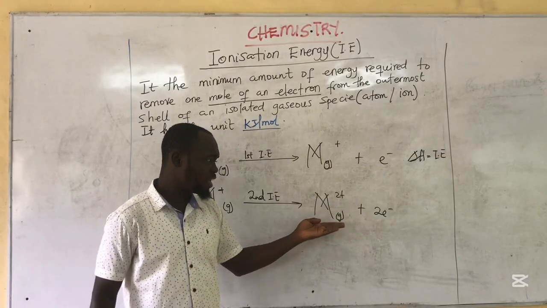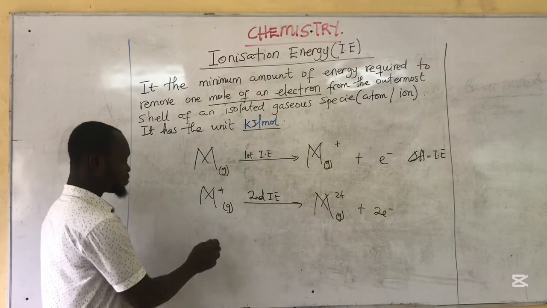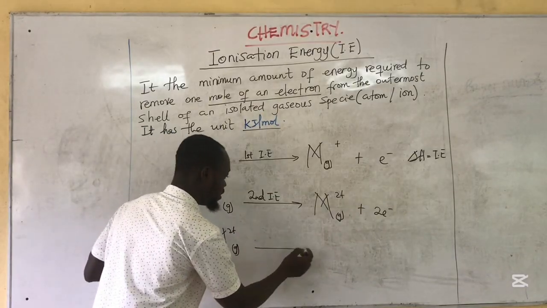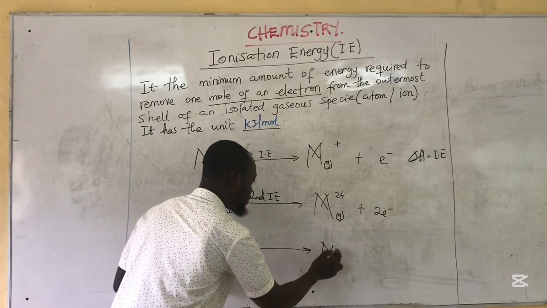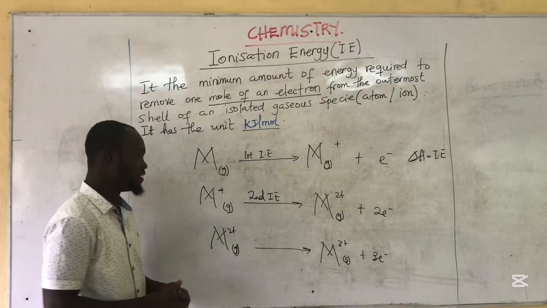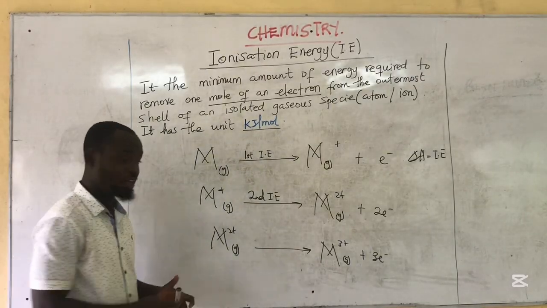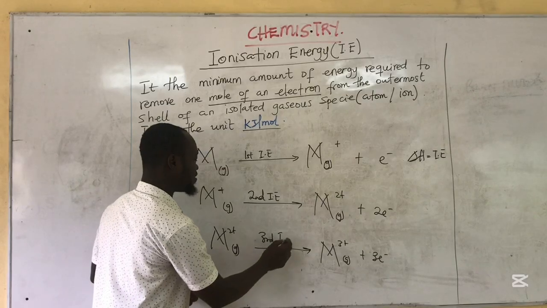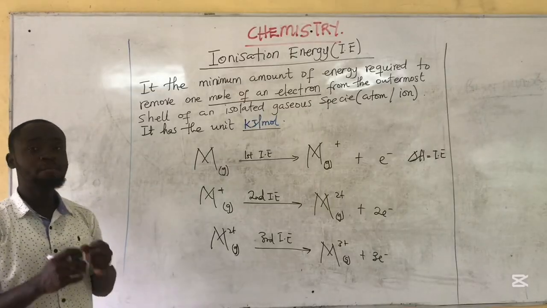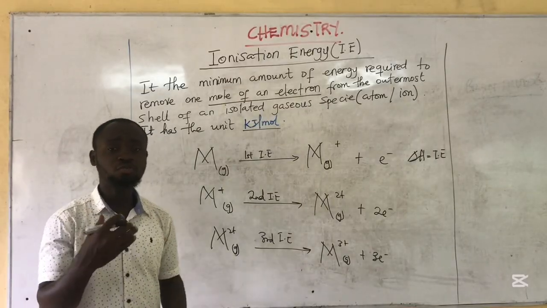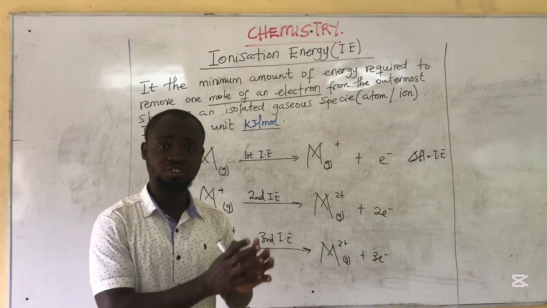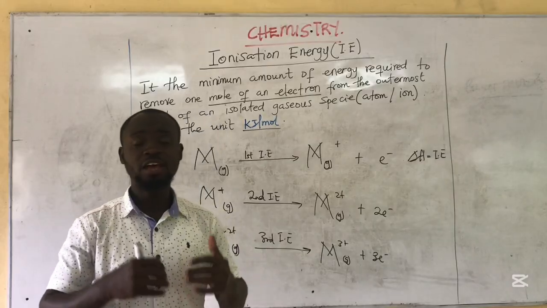If again I want to remove an electron from this ion, M2 plus, if there are still available electrons, and I remove an electron again, it changes to M3 plus in its gaseous form, then plus 3e minus. This time, the energy required to remove the third electron becomes the third ionization energy. So this is a basic idea on ionization energy. It's the minimum amount of energy that is required to remove 1 mole of electrons from the outermost shell of an isolated gaseous species. The species can be an atom or it can be an ion.